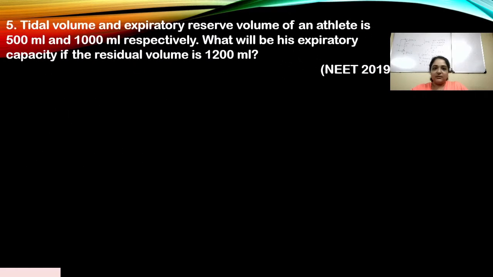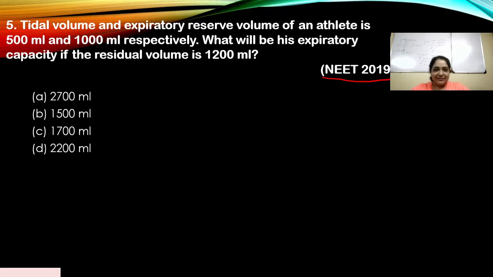So this is the fifth question. Tidal volume and expiratory reserve volume of an athlete is 500 ml and 1000 ml respectively. What will be his expiratory capacity if the residual volume is 1200 ml? This appeared in NEET 2019. Let's look at the options: A, B, C, D. Again, pause the video, write down what you think is the right answer, and then we will discuss.